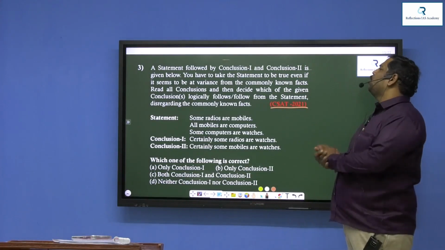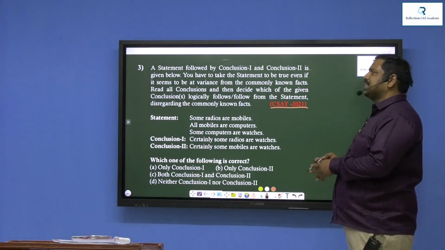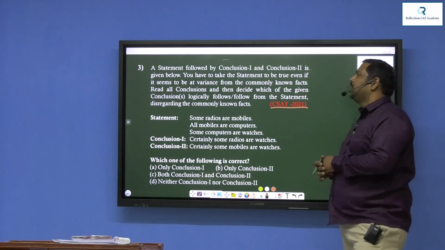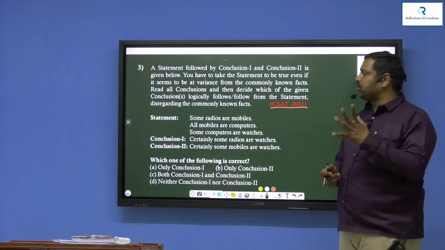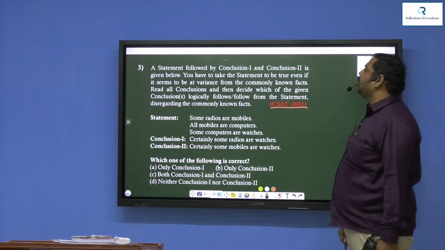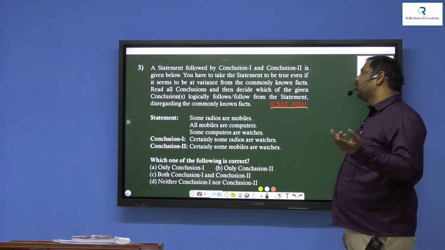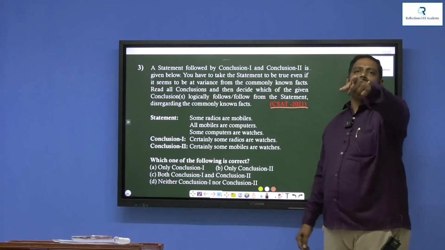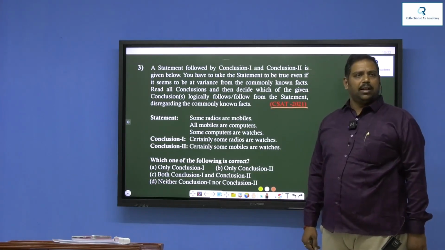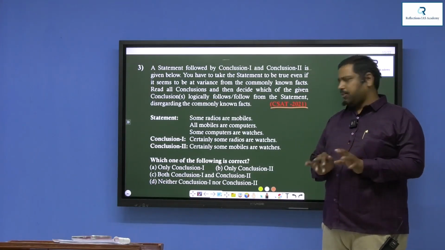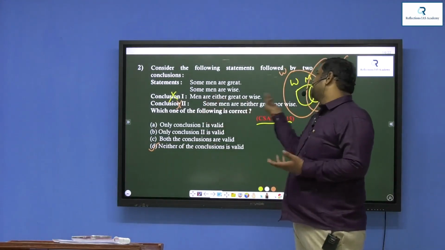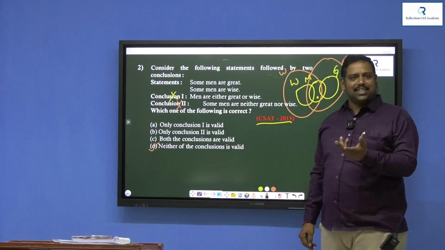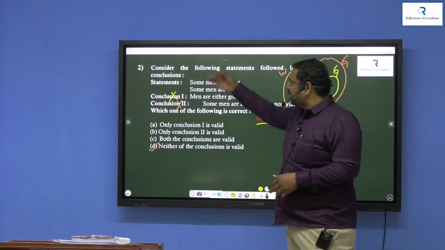A statement followed by conclusion 1 and conclusion 2 is given below. You have to take the statements to be true even if they seem to be at variance from the commonly known facts. That's what was already said. So, read all the conclusions and then decide which of the given conclusions logically follow from the statements, disregarding commonly known facts. From commonly known facts, if I wanted to answer, men are either great or wise. But I am not going for that. I am confining myself to the given statements only, right?